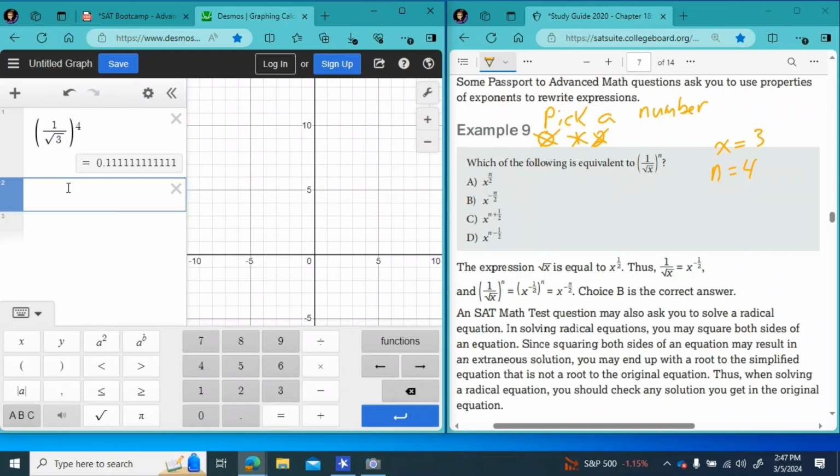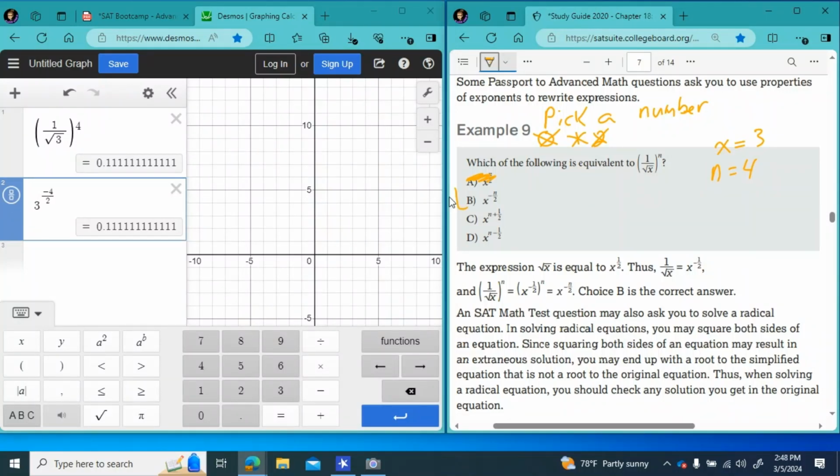Now I'm going to try answer choice A, which has x to the power of n over 2. And I'm going to change my x to a 3 and my n to a 4. And that is not a match, so I know A is out. I'm not backing out what I've input here because I can go right to answer choice B. The only difference is that this is negative up here. So I'm just going to get my mouse in and make that a negative. And look what happened. I got a match.